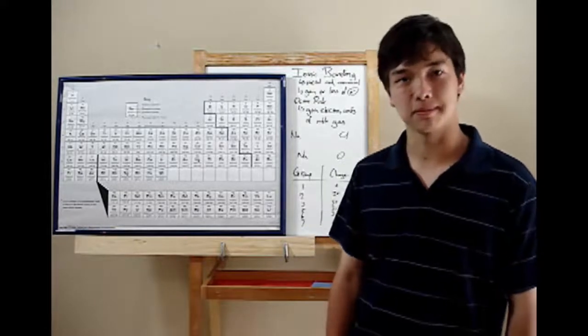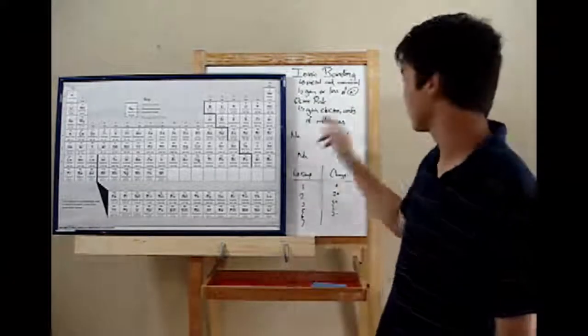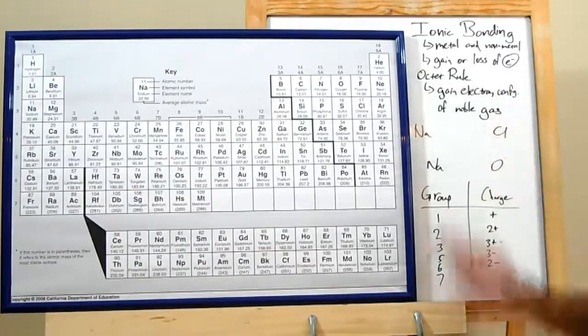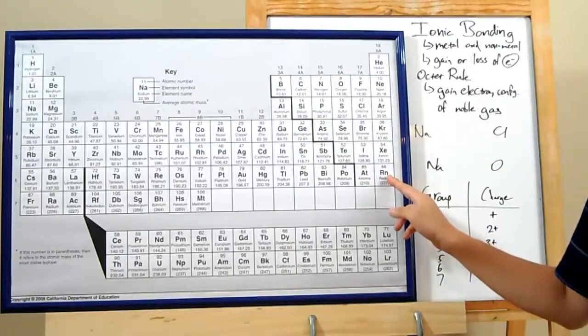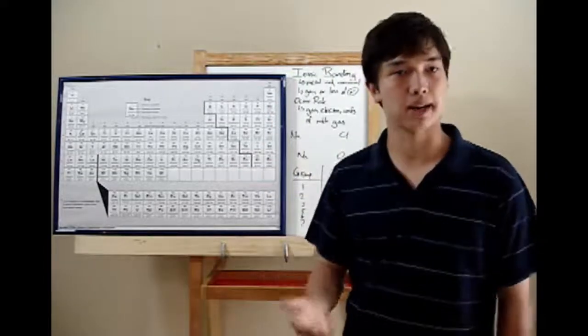In order to combat this problem, elements have decided to follow something called the octet rule. They will either gain or lose electrons to gain the electron configuration of a noble gas. Noble gases are all stable. And for the most part, they don't become ions because of that.